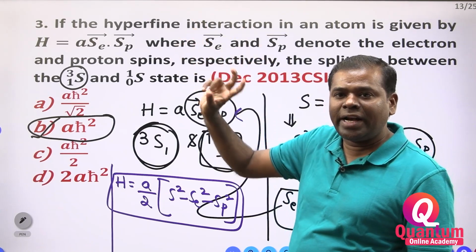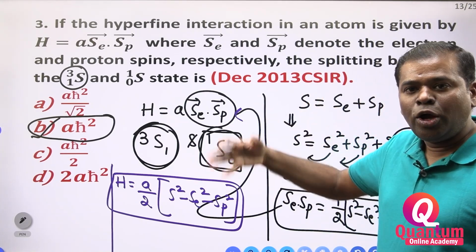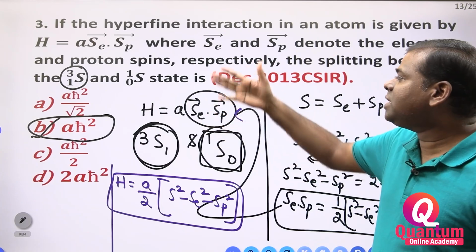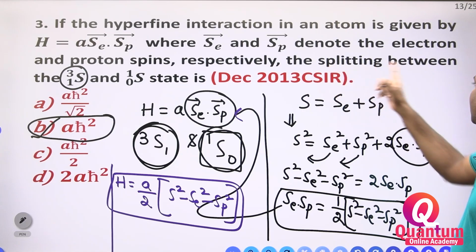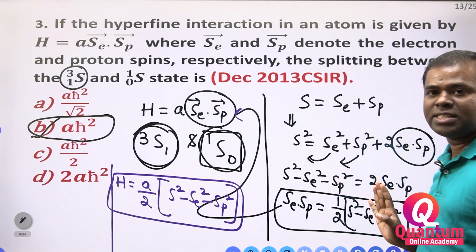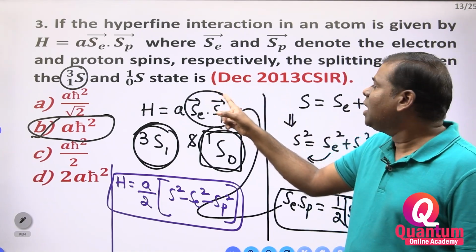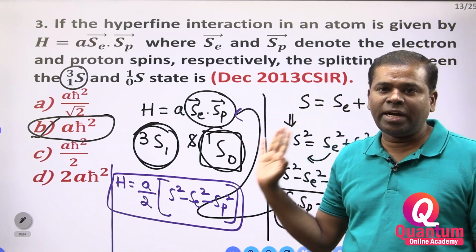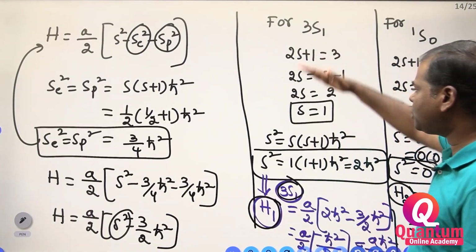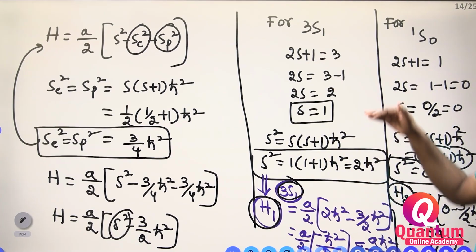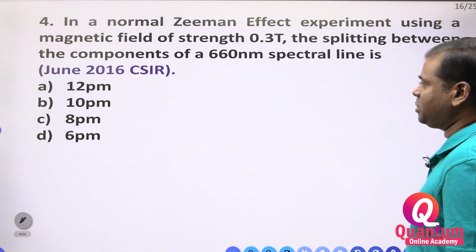Proton and electron can interact. There is an energy, that energy is a potential energy, and that energy itself is the Hamiltonian, right? From that we have to calculate the splitting between these two states, which is equal to A H cut square. This question is from the December 2013 CSIR exam paper. How simple it is. Just simple multiplication and cancelling, and you will get the option.